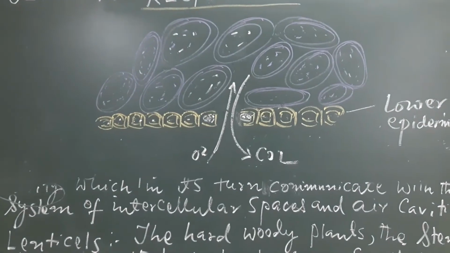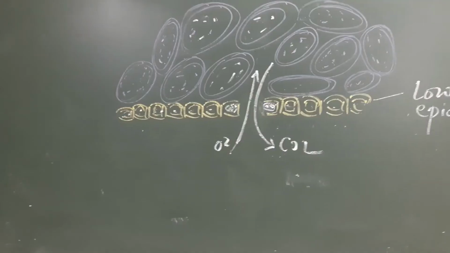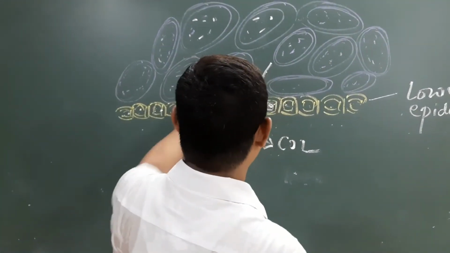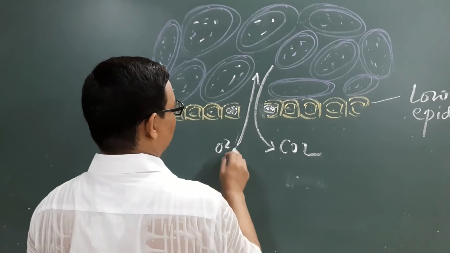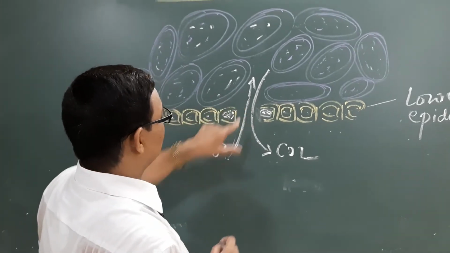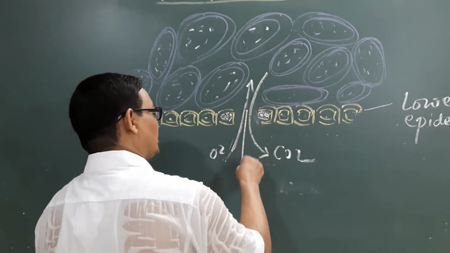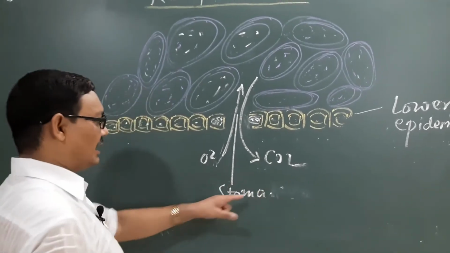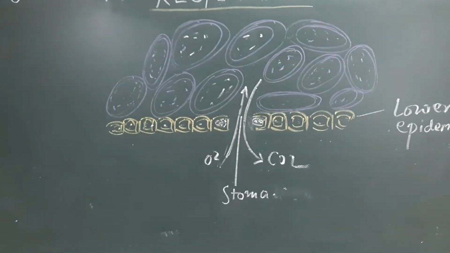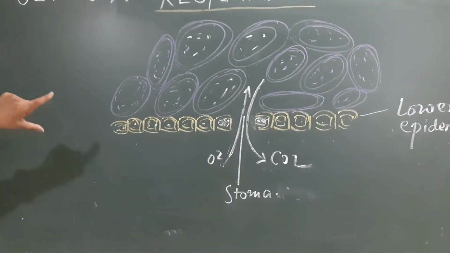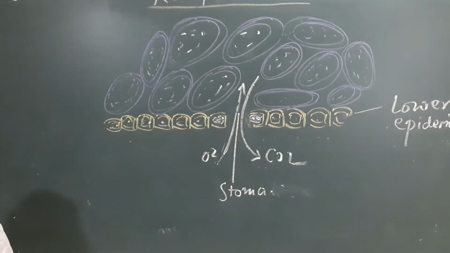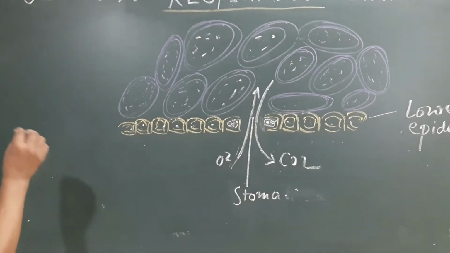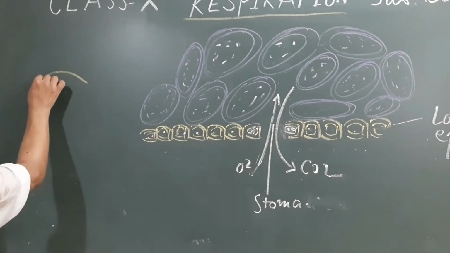Now, come to the lenticel. Here you have seen that during respiration, oxygen is taken in and carbon dioxide given out. This is the stoma, that is the aperture, this is the structure of stomata. In the second example, you have seen the lenticel. You may simply draw a diagram of the lenticel.